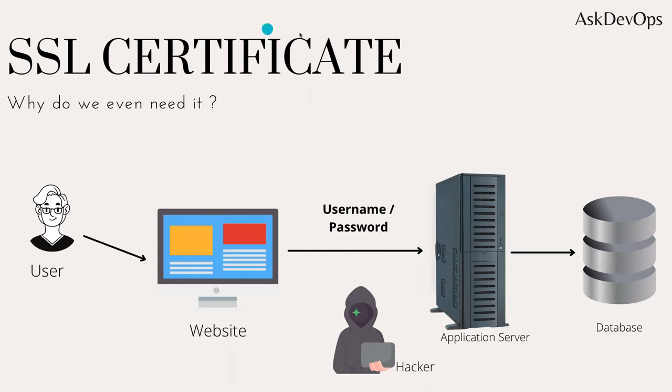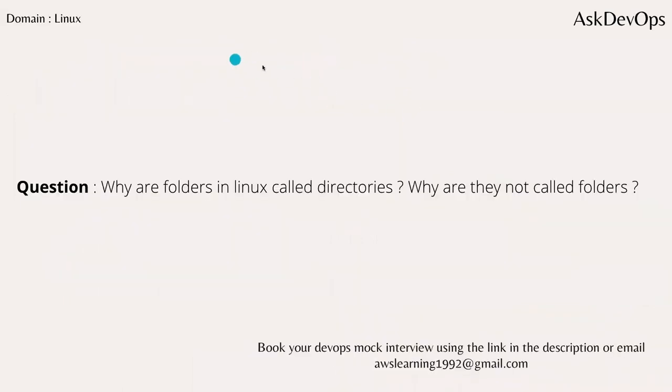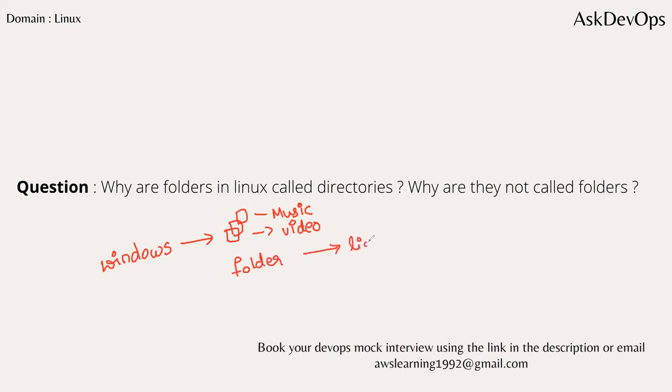The next question is a very, very fundamental question in my opinion, and it should be very easy for anyone to answer. The question is, why are folders in Linux called directories? Okay. So why are they not called folders? If you're using a Windows laptop, you might see that there are some folders. We call them folders, no? We have a music folder, we have a video folder, etc. These are called folders. But in Linux, these are called directories. Why are they called directories and not folders?